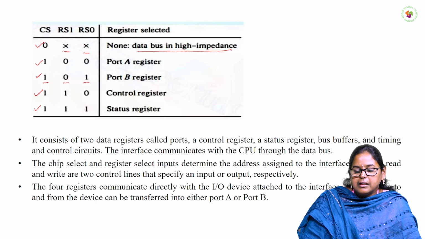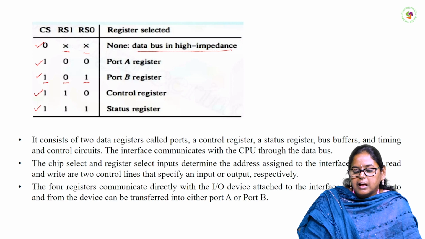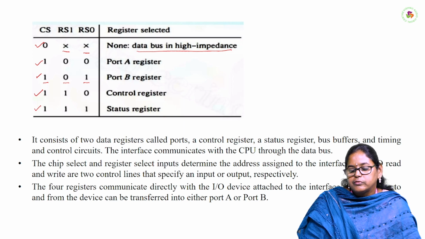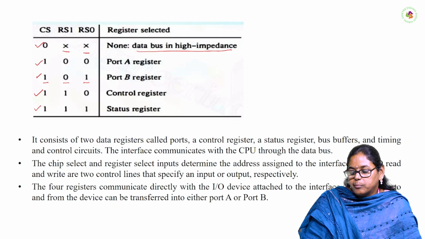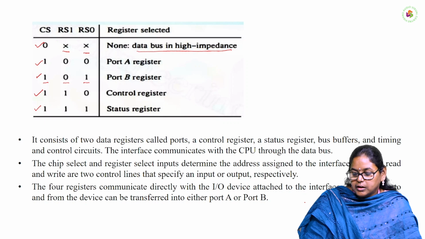And here you can see the explanation: it consists of two data registers called ports. We have the control register and the status register. We have bus buffers, timing and control circuits, whose explanation we have already done. And we have chip select, register selects, and read write for the timing and control circuit. The 4 registers communicate directly with the IO devices which are attached to the interface.